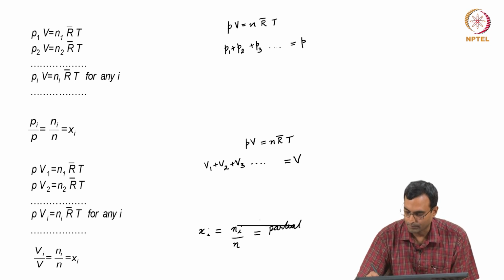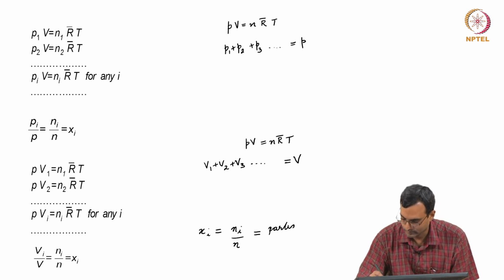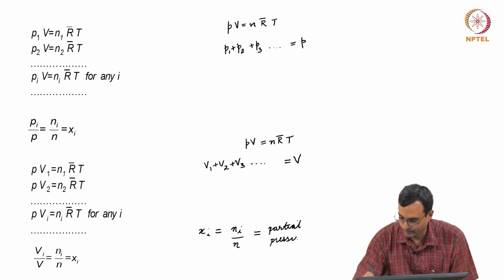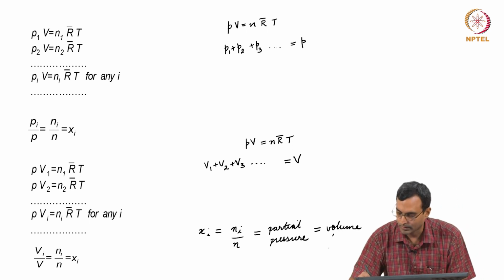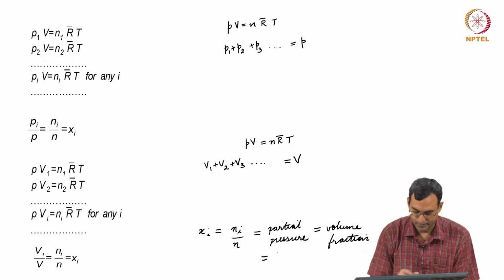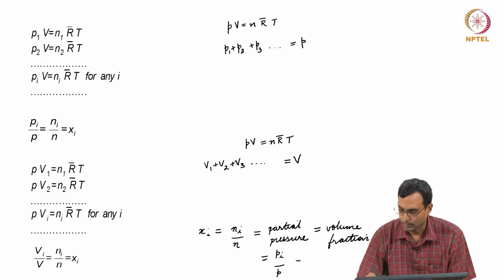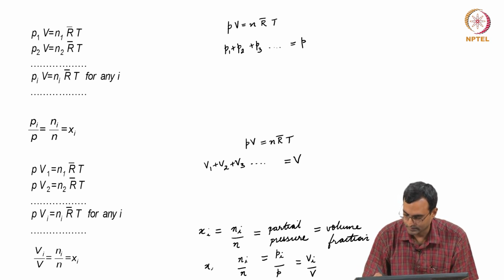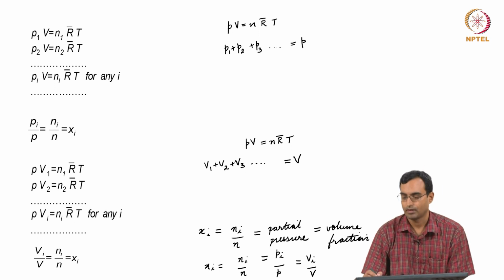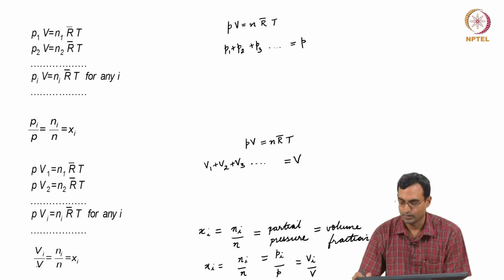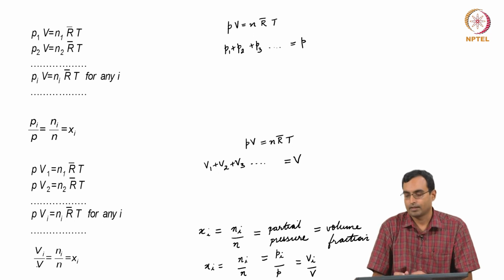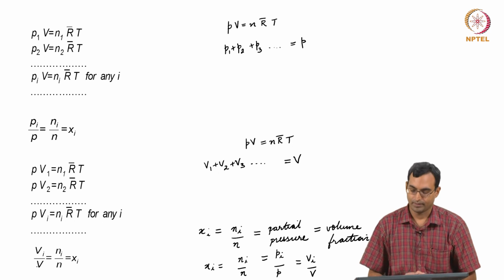So, this is also equal to the partial pressure which is essentially Pi by P, and it is also equal to the volume fraction which is essentially Vi by V. So, we can also call this as Pi by P. This is also equal to Vi by V. So, we would call this mole fraction as ratio of the moles, or the partial pressure, which is essentially Pi by P, or the volume fraction, which is essentially Vi by V. So, we see that any of these can be used as a definition for the mole fraction.